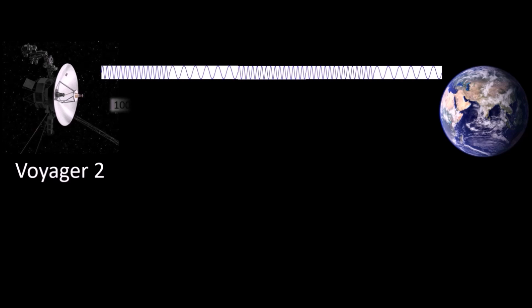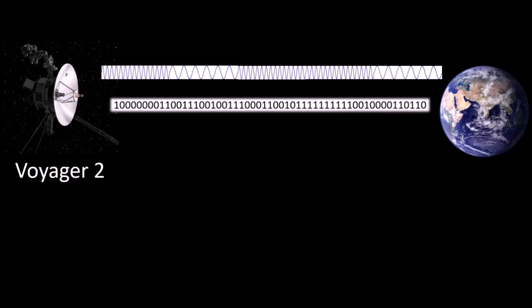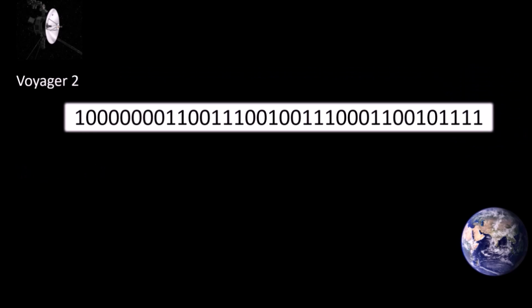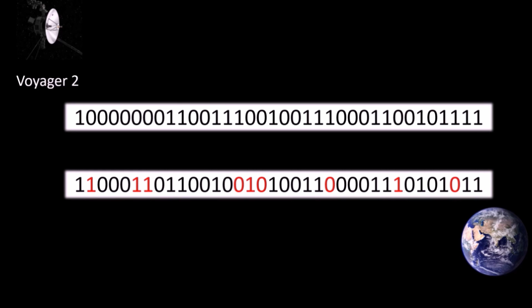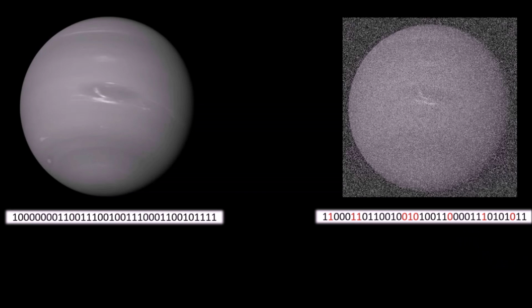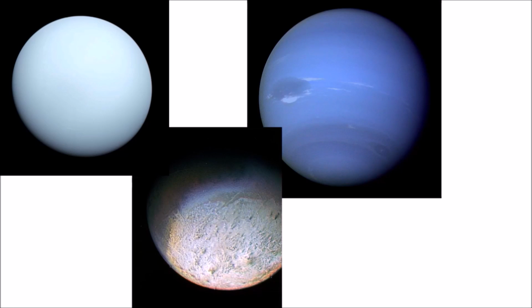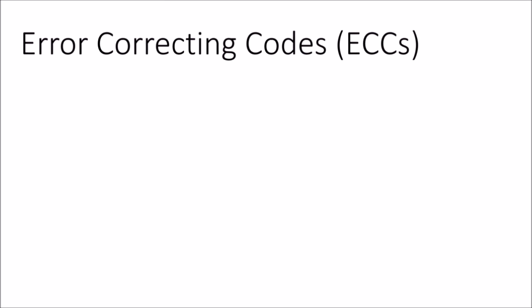The Voyager probes had to transmit binary image data hundreds of millions of kilometers across space back to Earth. However, if background electromagnetic radiation is strong enough, it can sometimes turn a 0 into a 1, or turn a 1 into a 0. If left uncorrected, this results in lower image quality, meaning that images like these might not have been possible to capture. This is where error-correcting codes, or ECCs, come in.